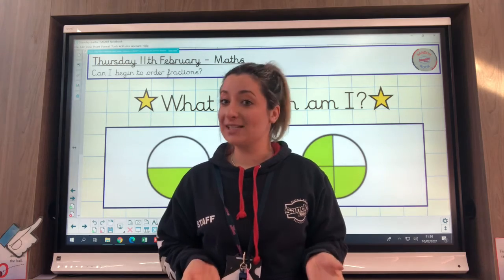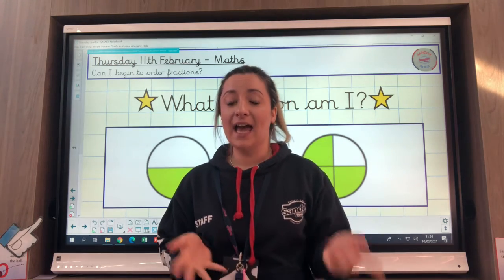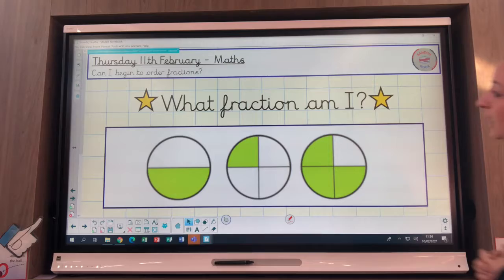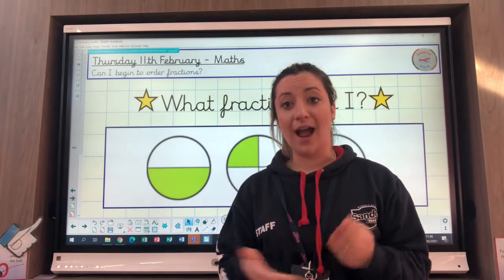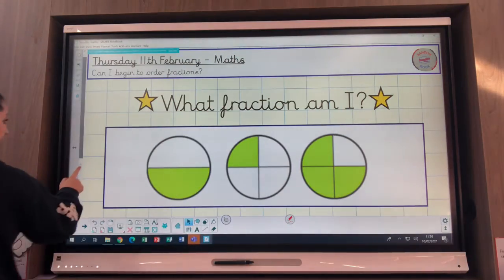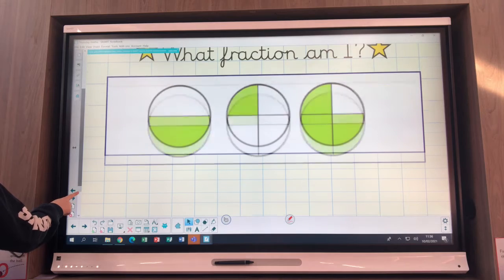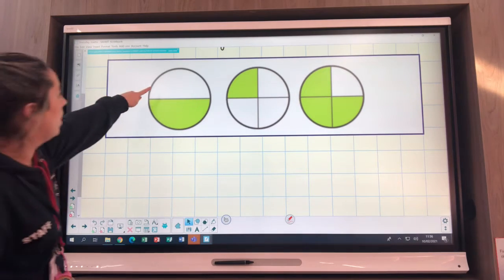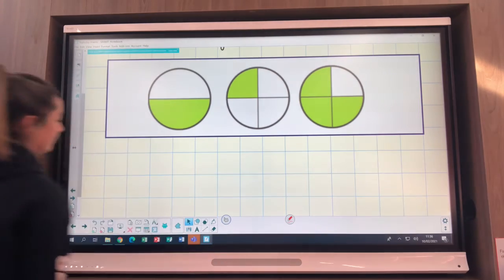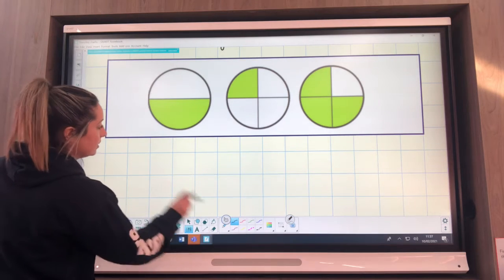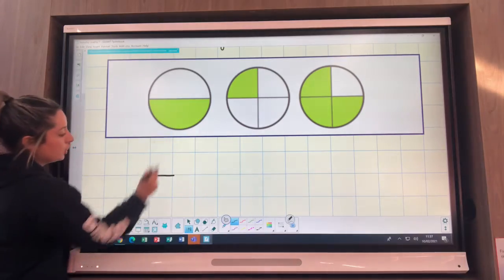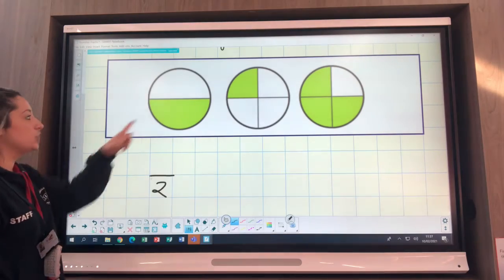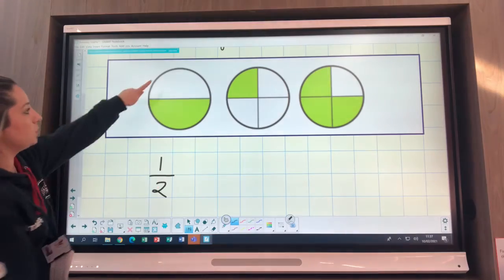Now before we start, I did set a challenge, didn't I? And I wanted to know what fraction these 3 shapes were. So we're going to just recap that before we move on, and you can check whether you were right at home. Okay, so thinking back to our warm-up starter, how many parts have I got? And that's going to be my denominator. So I've got my line that separates them, my denominator. I've got 2 parts, and how many are shaded? 1 is shaded, so that is 1/2.